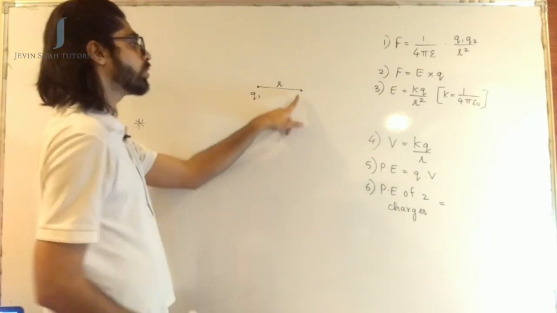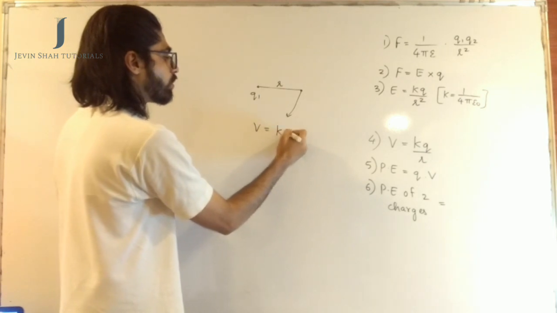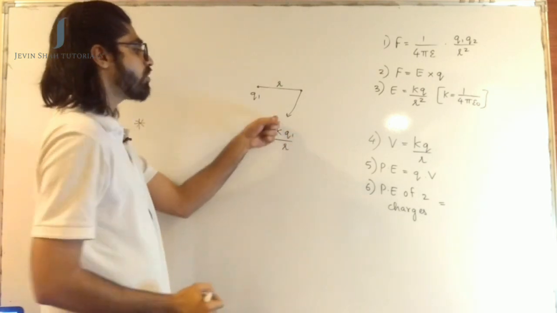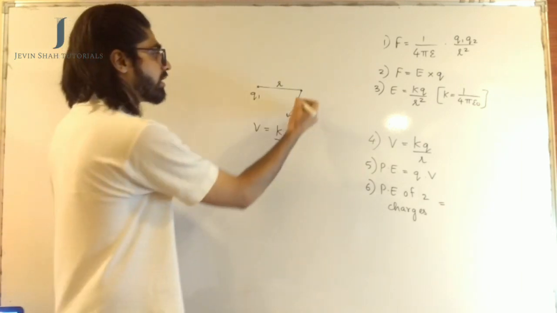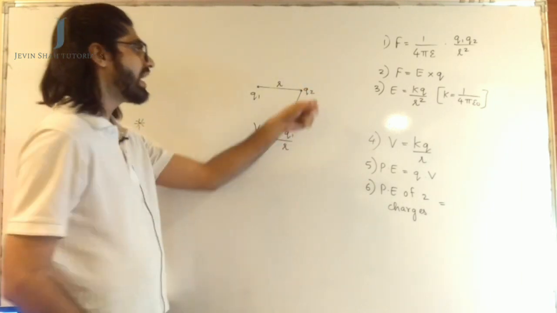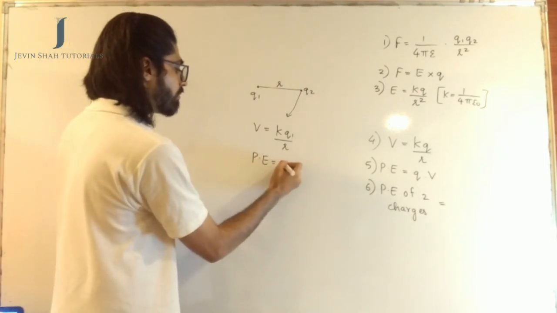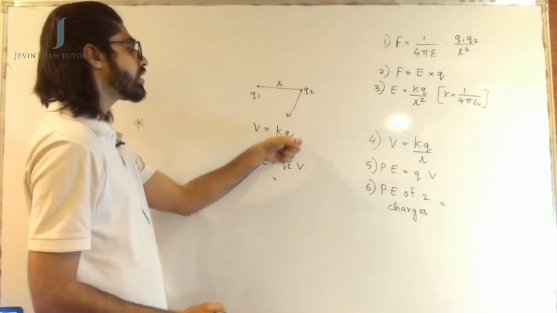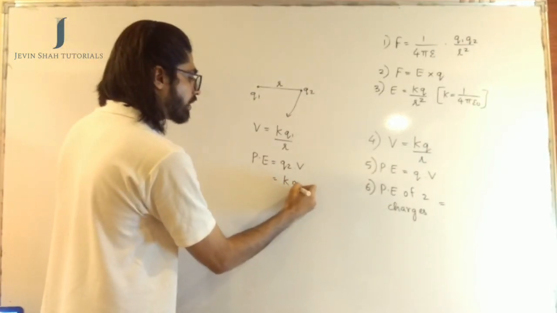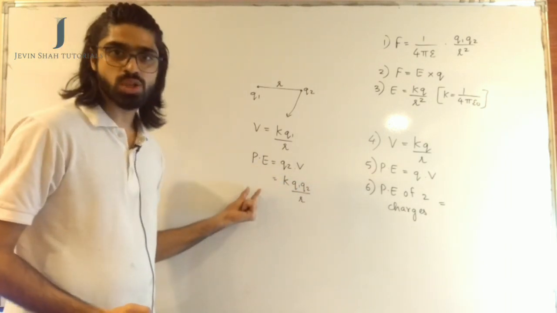Before bringing the charge Q2, the potential at this point was V equal to K into Q1 by R. That K was 1 upon 4 pi epsilon naught. And if I want the potential energy, if I bring a charge Q2 and keep it over here, and I need the potential energy of Q2, the potential energy of Q2 will be Q2 multiplied by V, that is Q2 into K Q1 by R. We can write it as K into Q1 Q2 divided by R. So that becomes the potential energy of Q2.